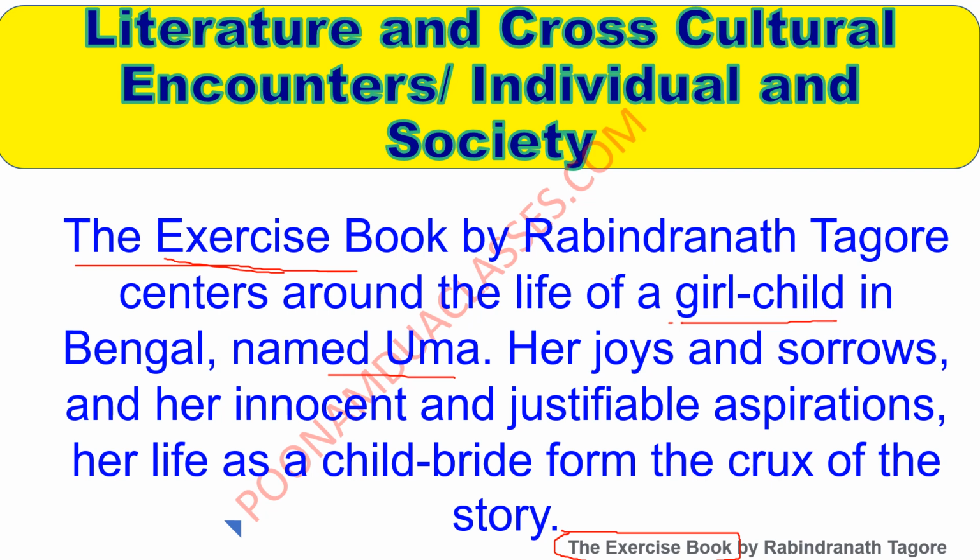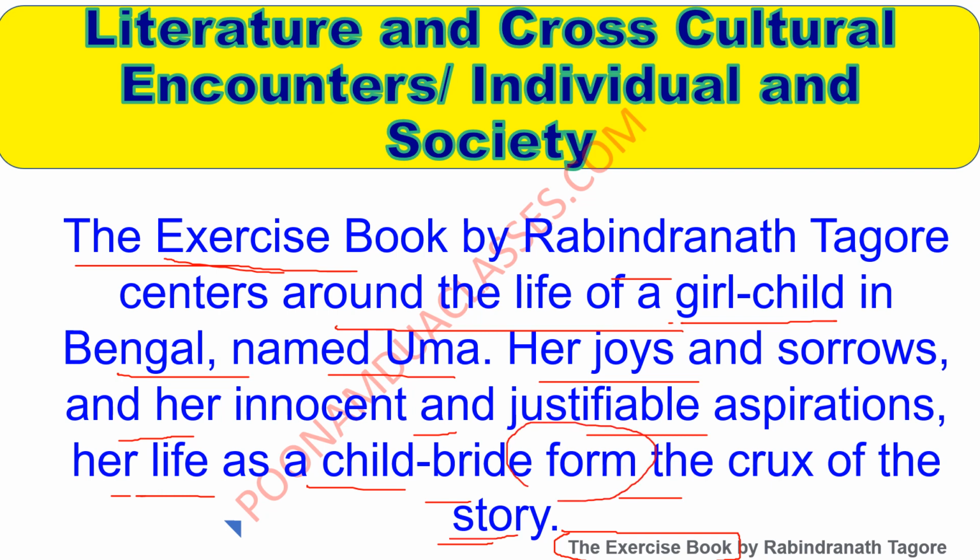The exercise book by Tagore centers around the life of a girl child in Bengal named Uma, her joys and sorrows and her innocent and justifiable aspirations. Her life as a child bride forms the crux of the story. तो ये सारी चीजें हैं जो कि स्टोरी का क्रक्स फॉर्म करती हैं.